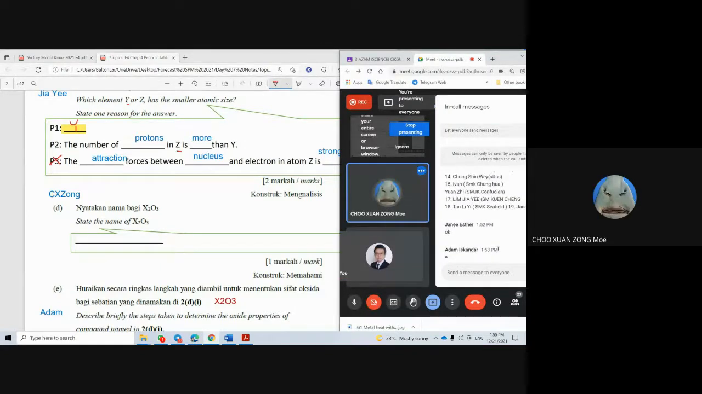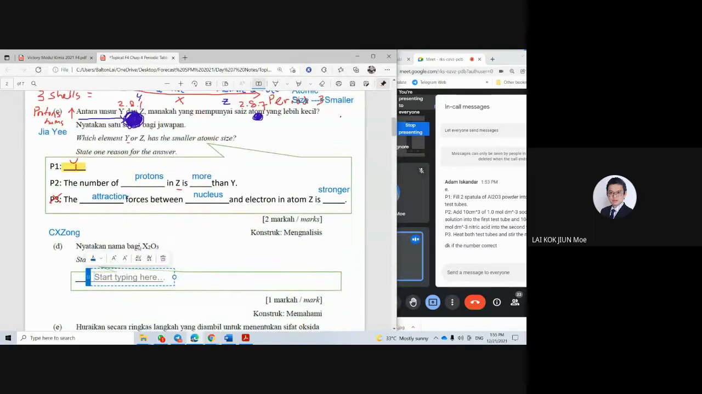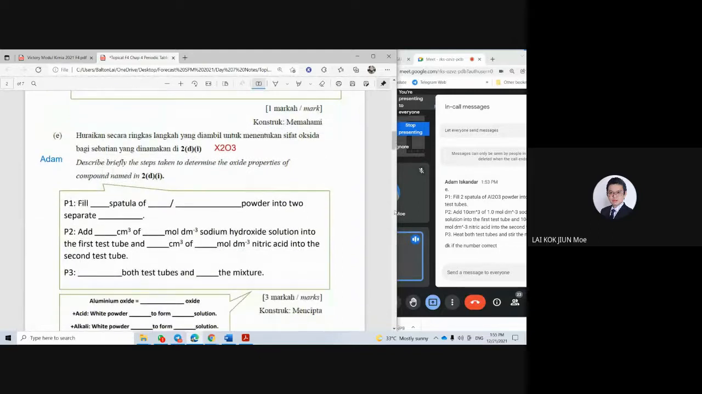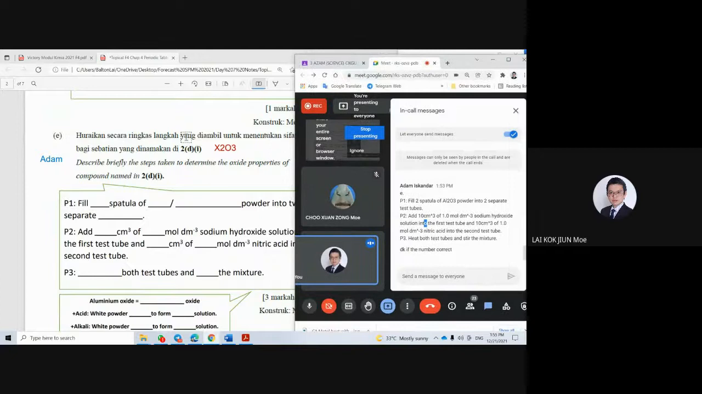Aluminium oxide. Aluminium oxide, very good, Xuan Zhong. Okay, you must give the full name. We cannot give the formula, because the question asks to state the name. Okay, Eden, very good. Fill in 2 spatula. Okay, Eden, you like 2 spatula.